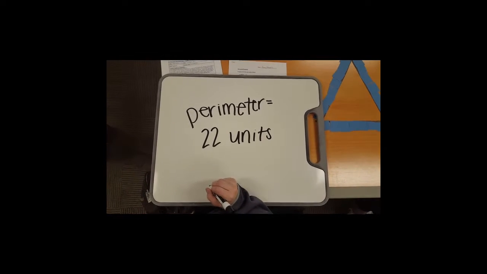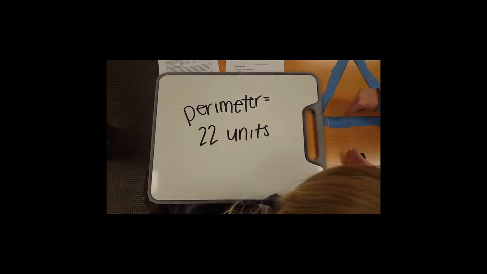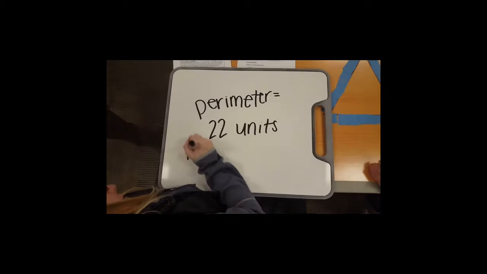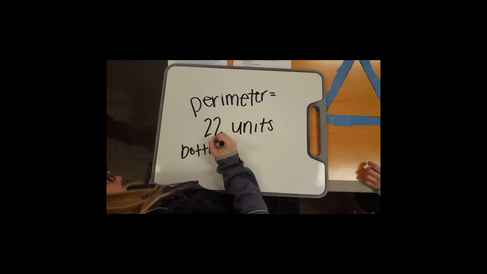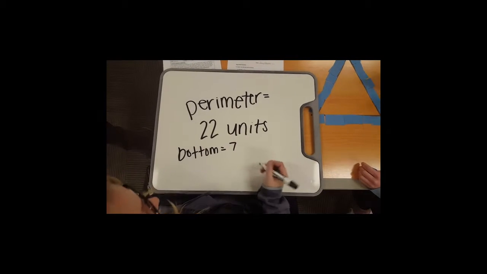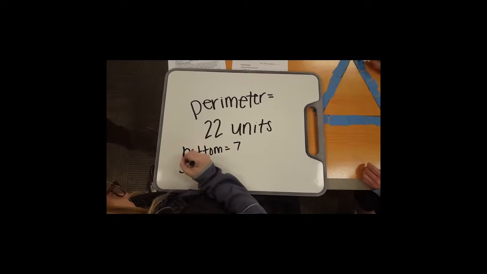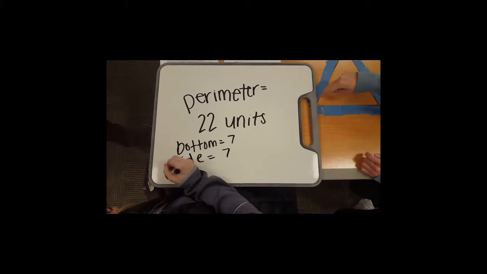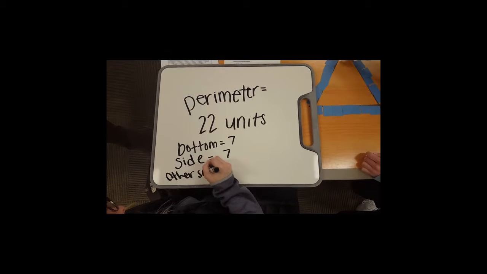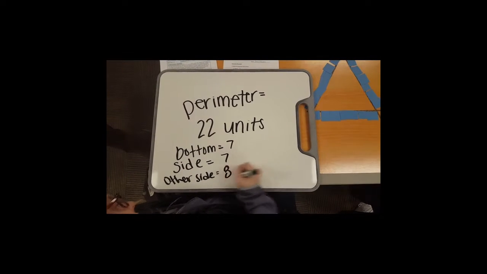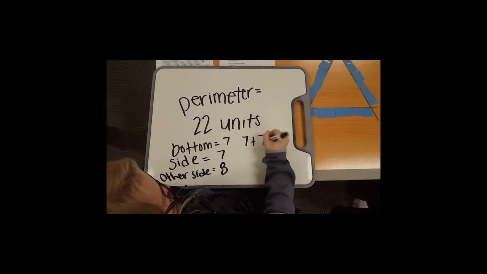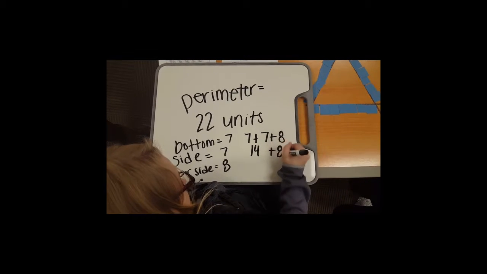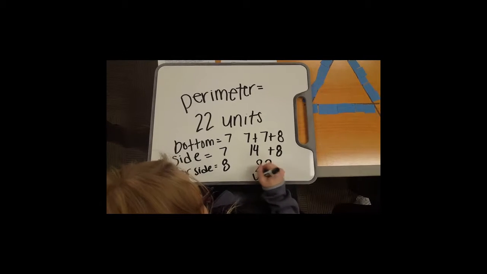Okay, ready? So there was 1, 2, 3, 4, 5, 6, 7. So bottom is equal to 7. 1, 2, 3, 4, 5, 6, 7. Side is equal to 7. Other side: 1, 2, 3, 4, 5, 6, 7, 8. 8. So 7 plus 7 plus 8, that's 14, plus 8 is 22 units.